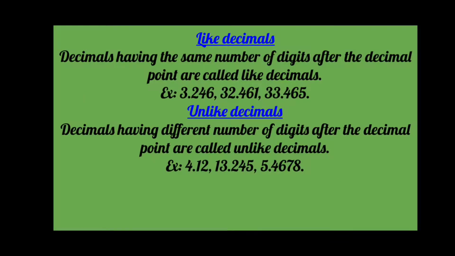Now there are two types of decimals: like decimals and unlike decimals. Decimals having the same number of digits after the decimal point are called like decimals. For example, these numbers. All these numbers have the same number of digits after the point, so they are like decimals. Unlike decimals, on the other hand, don't have the same number of digits after the point. An example is this: it has 2 digits, it has 3 digits, and this has 4 digits.